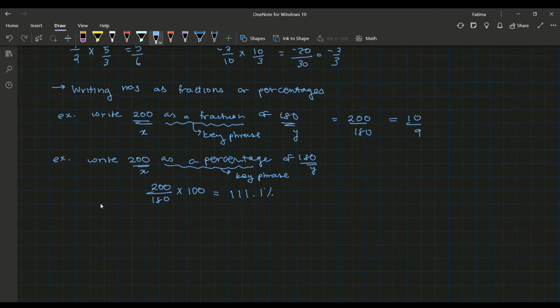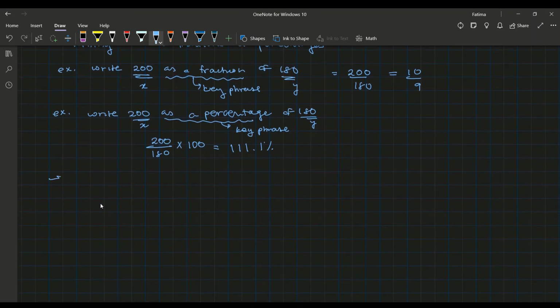Now I'll be moving on to calculating percentage change. The formula for percentage change is very simple. It's new minus old upon old into 100. So normally in your question papers, you'll be asked to calculate percentage change when you're dealing with different prices. And let's say there's a sale, then you have a reduced percentage, or prices have increased, and the percentage would be positive.